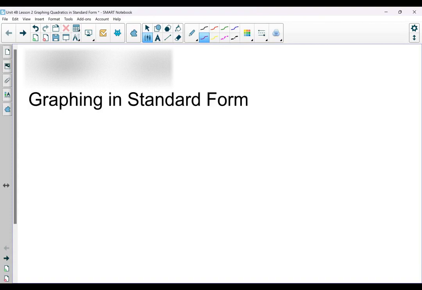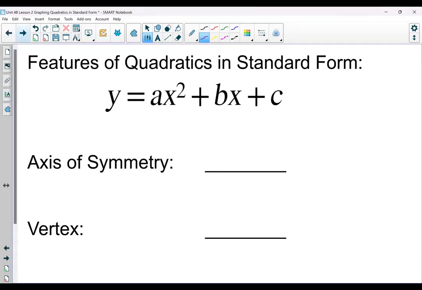Today we're going to talk about graphing quadratics when they're written in standard form. We all know the graph of a quadratic is called a parabola, and that standard form is y equals ax squared plus bx plus c. You were introduced to this when we first started factoring and solving quadratics.